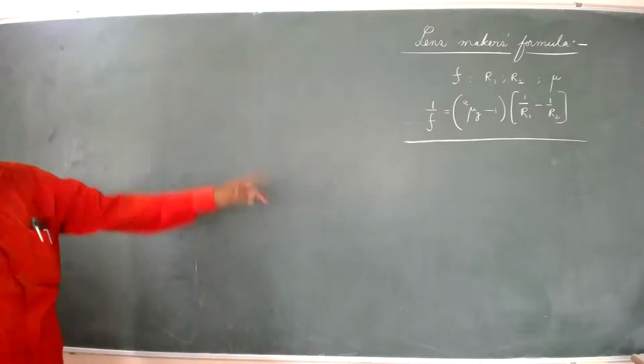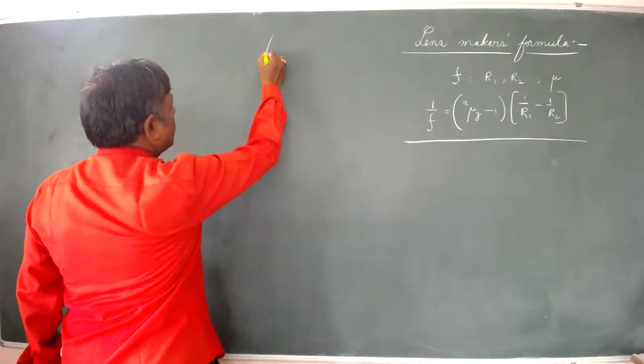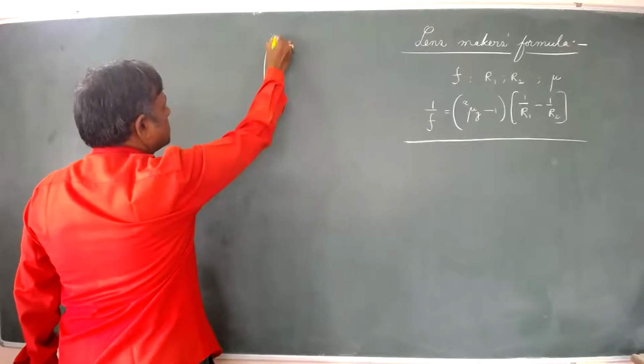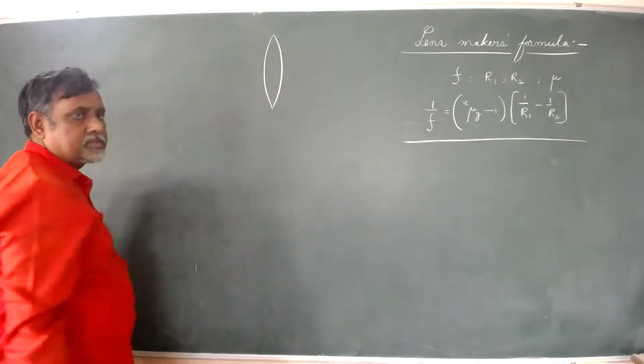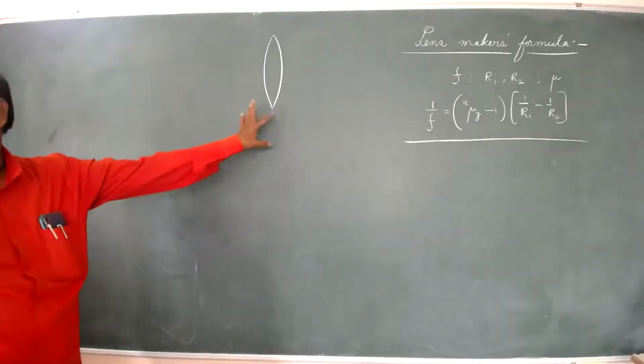Okay, so here, this is the lens maker's formula. Now, what I do is, I will be just taking one lens here. This is the lens.